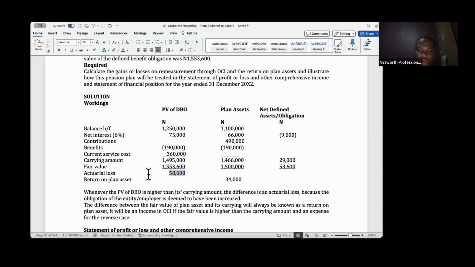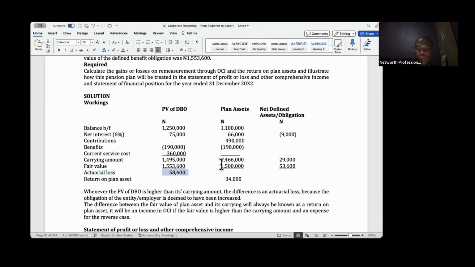So that increase in obligation as a result of this remeasurement by the actuary is a loss. It's a loss. So this loss will go to OCI. Again, for the plan asset, we got 1.4 million on 466. The actuary said, no, our asset is more than this. Our asset is actually 1.5 million. That is good for us. It's like we are making a gain.